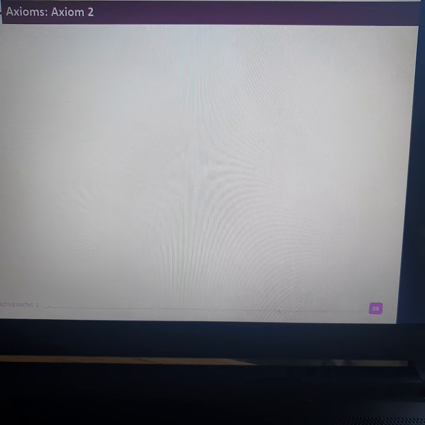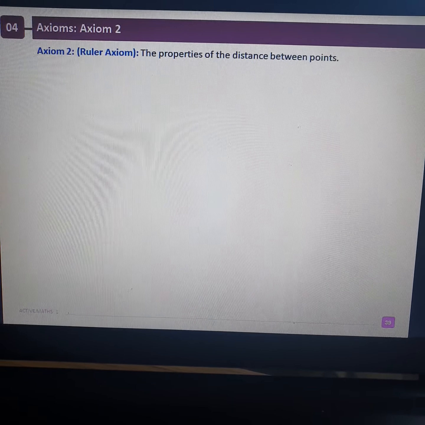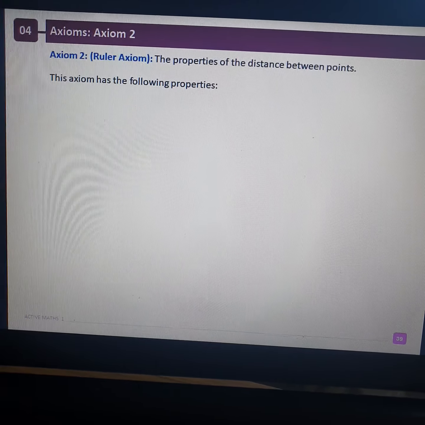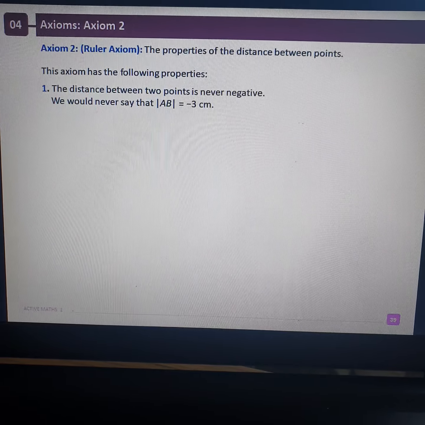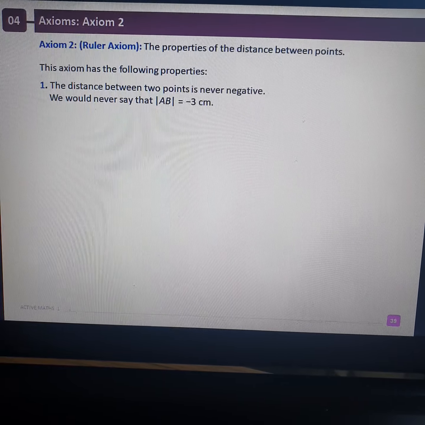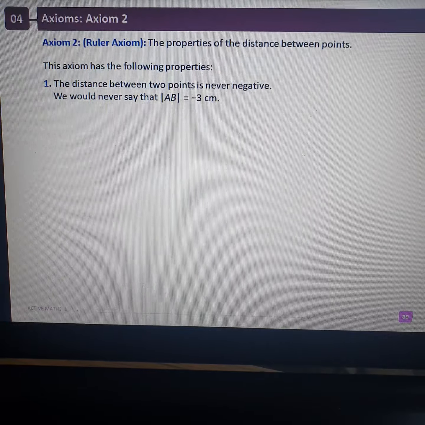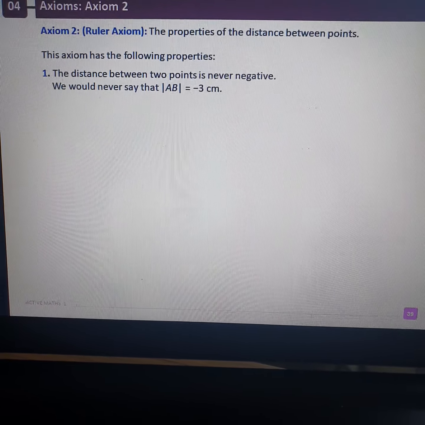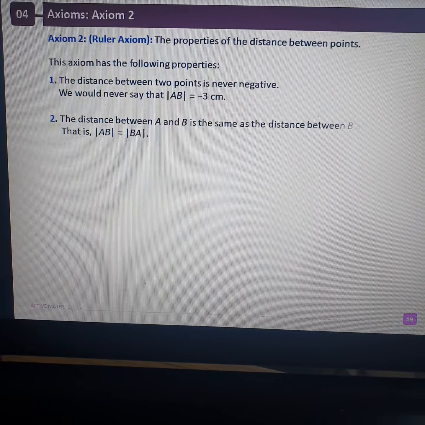Axiom 2 then. It's the ruler axiom, the properties of the distance between points. So this axiom has the following properties, and you need to take these down as part of axiom 2. The distance between 2 points is never negative, okay? We would never measure a line and say that it's minus 3 centimeters. It's always going to be positive. So that's one key point: the distance between 2 points is never negative.